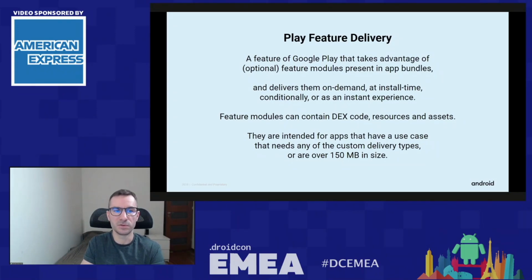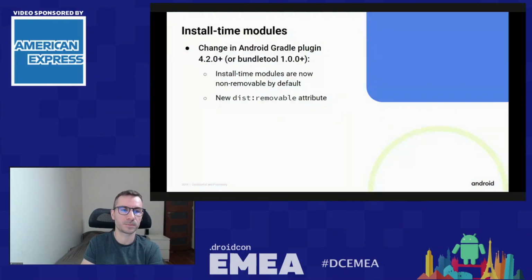So you can move it to on demand and create this experience where it'll be delivered as requested by the user at runtime. Another use case is if you want to have an app, for example, that is larger than 150 megs in size total, then you can, of course, move some of that functionality to feature modules that will be delivered later.